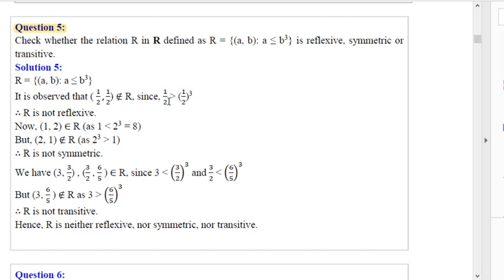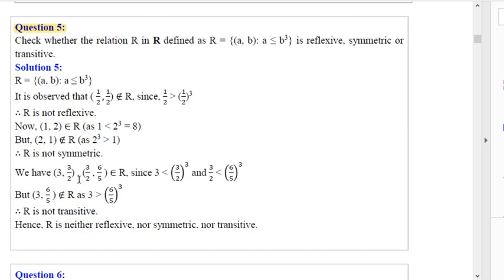Hence this is not reflexive. Now 1 comma 2 belongs to R. Now its cube is 8. So 1 is less than 8. But if you change its position, meaning 2 comma 1, then you find the cube of 2 is 8, which is not less than 1. This condition is not followed here. That's why this is not symmetric.